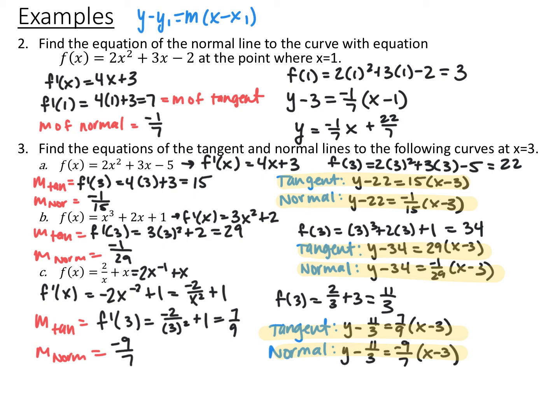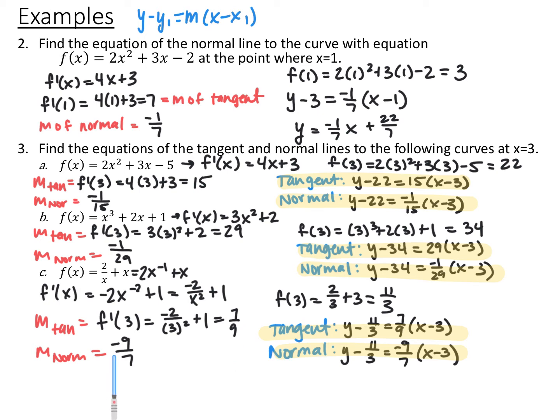And then the last one, f of x equals 2 over x plus 1, which is the same thing as 2 times x plus 1 to the negative 1. So the derivative f prime of x would be negative 2 times x plus 1 to the negative 2, or negative 2 over x plus 1 squared. So then the slope of your tangent line at x equals 3 would be f prime of 3, which would be negative 1 over 8. And the slope of the normal line would be its perpendicular slope, or its opposite reciprocal, so 8.